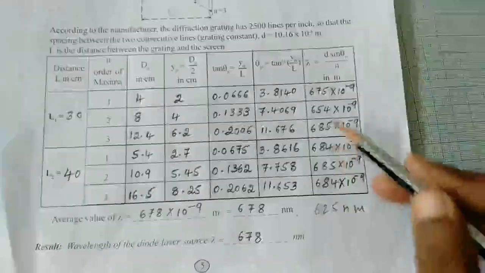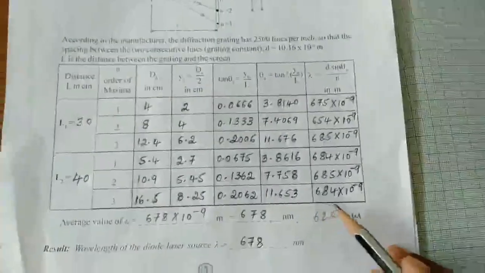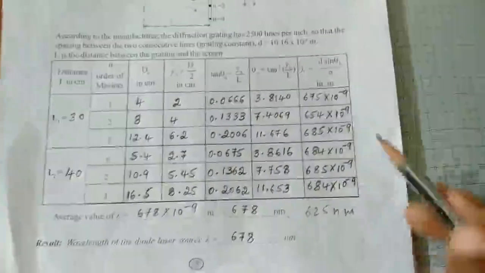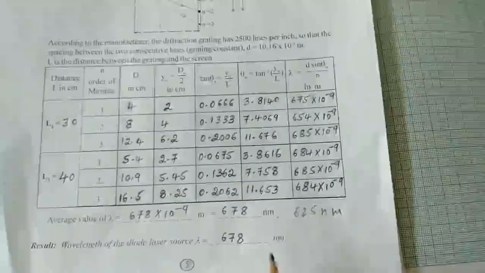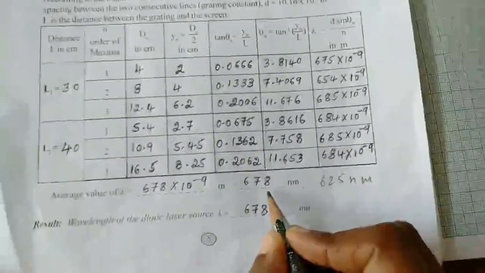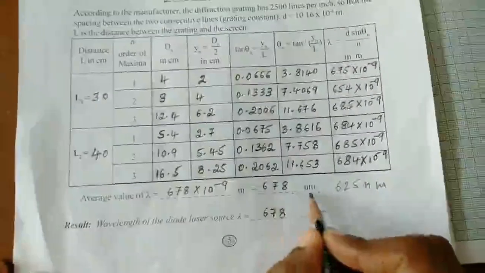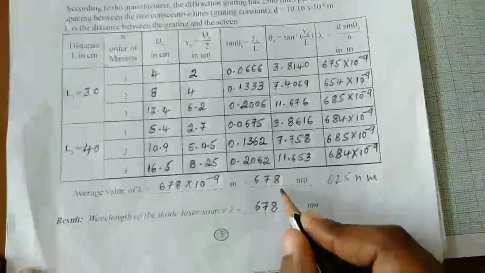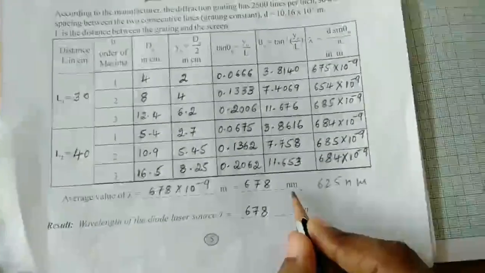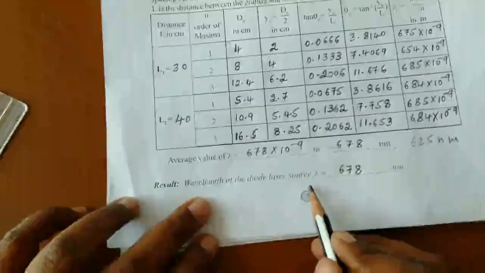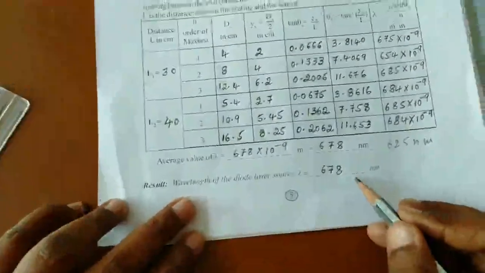Then similarly we have to calculate all the trials. After getting all the trials of lambda, we have to take the average value of these trials. Then we get the wavelength of the given laser source, 678 nanometer. For this data, the wavelength of the laser light comes in the order of 678 nanometer. The wavelength of the diode laser source lambda is equal to 678 nanometer.